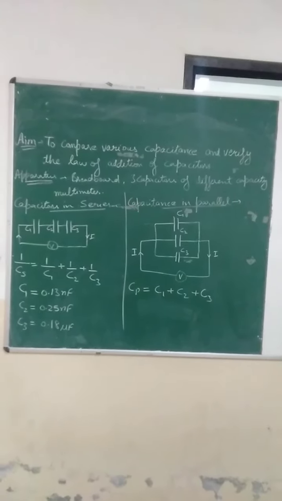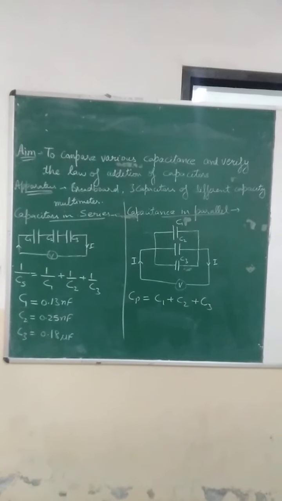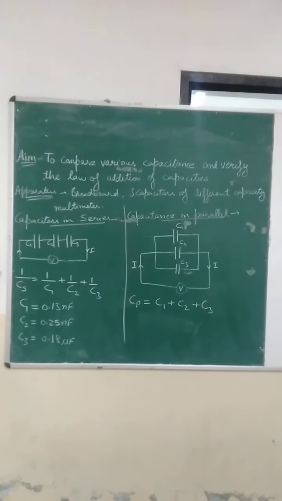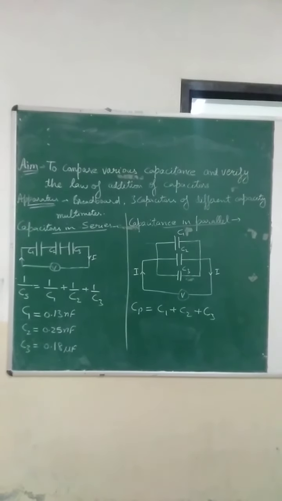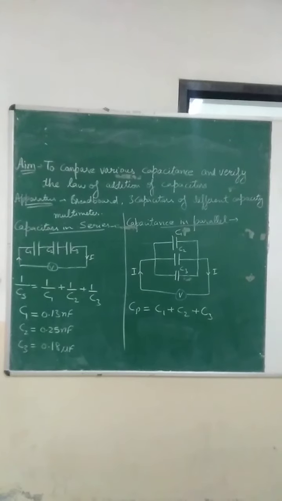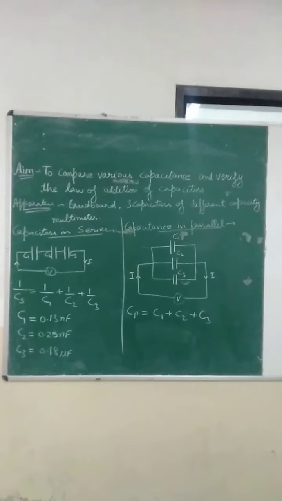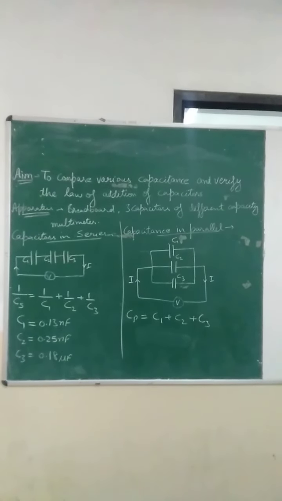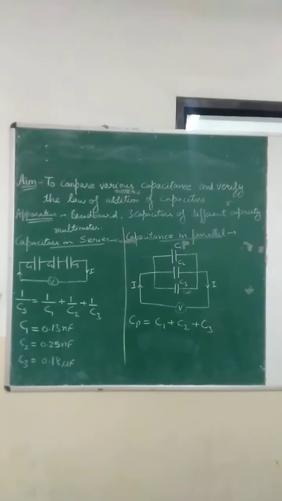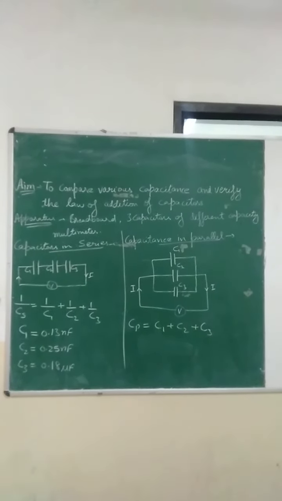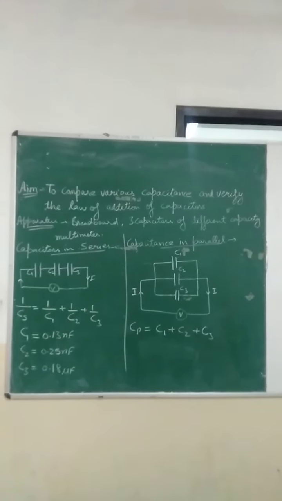So here are the calculations for capacitors in series and parallel. For that I have calculated the capacitance of the first capacitor, that is C1, and with the help of the multimeter we can calculate the C1 value, that was 0.13 nanofarad. The second one is the C2 capacitor which was 0.25 nanofarad, and C3 is the third capacitor which has a capacitance of 0.18 nanofarad. So this is how we can calculate the values of capacitance with the help of the multimeter, and with those values I can do the calculations.